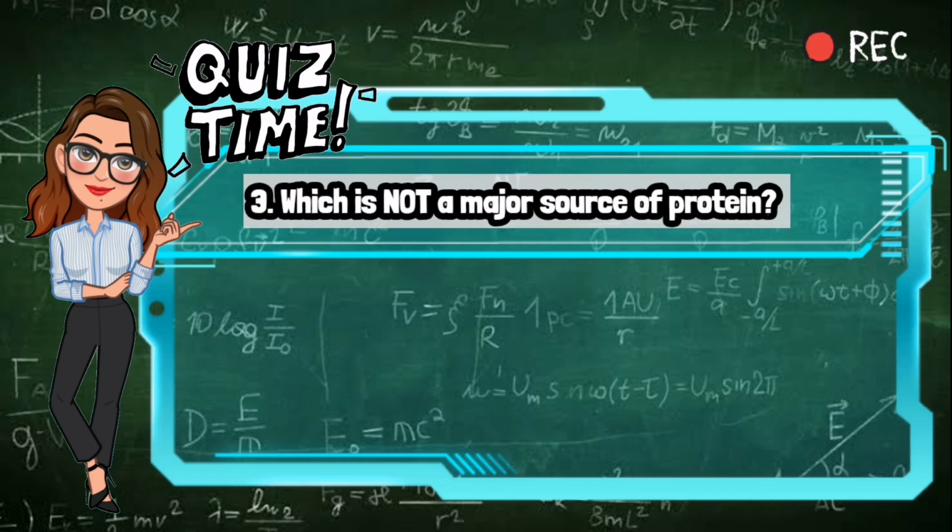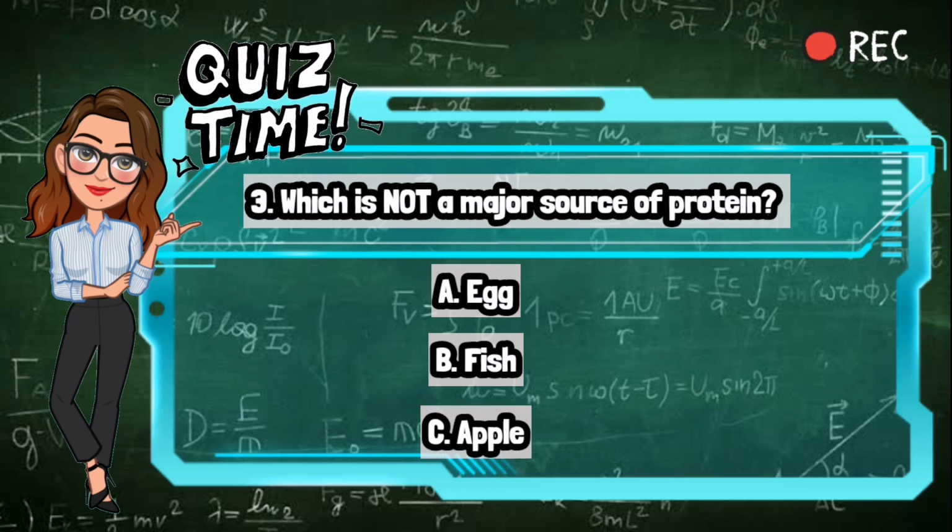Number 3. Which is not a major source of protein? Letter A. Egg. B. Fish. And letter C. Apple. You have 5 seconds. The answer is C. Apple.